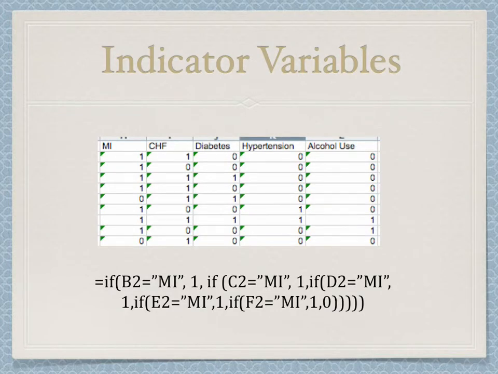Our first step is to create indicator variables for each condition. We make a column for each one and then use a conditional statement to fill in 1 where the condition is present and 0 where it is not. You can see an example of the formula used for MI as displayed in the Excel worksheet.